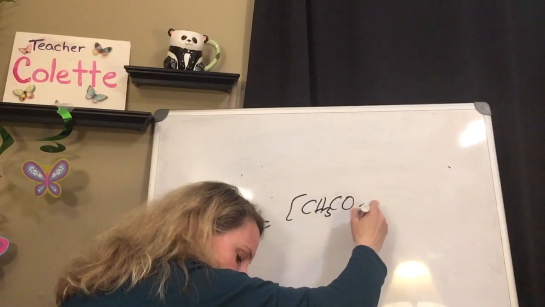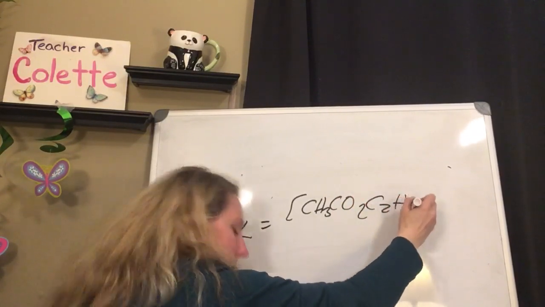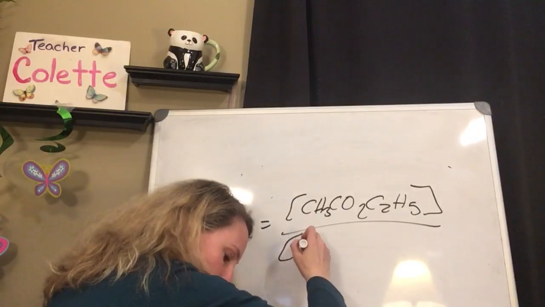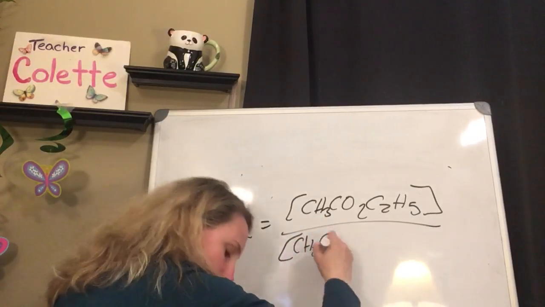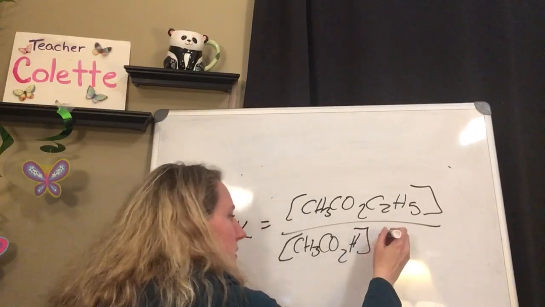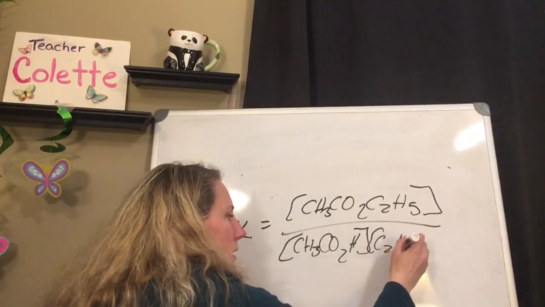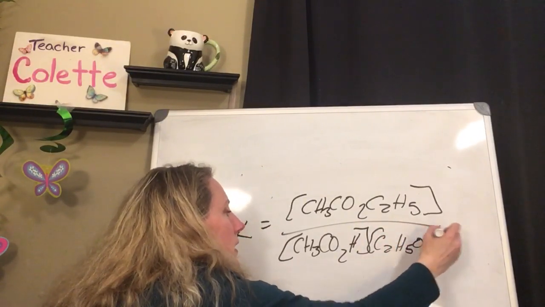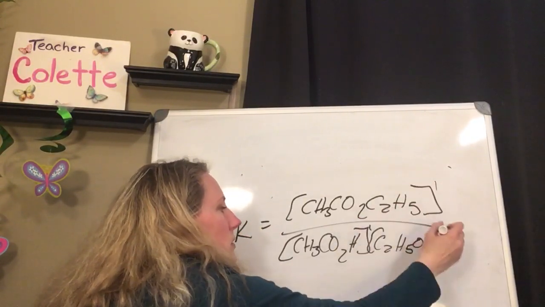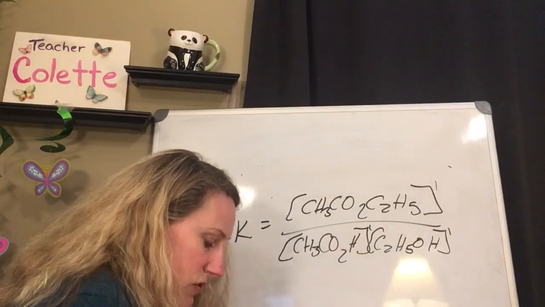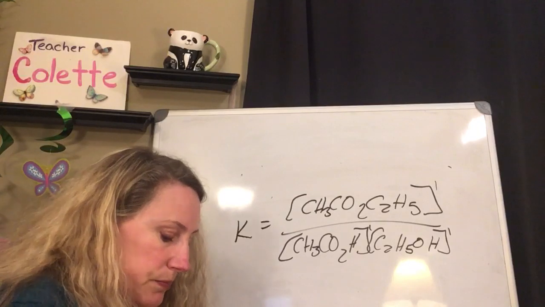CH3CO2C2H5 over the concentration of CH3CO2H times C2H5OH. And again, all the exponents are 1. You can either leave them off or put in a 1. It doesn't matter, just as long as you know how to use it on your calculator.